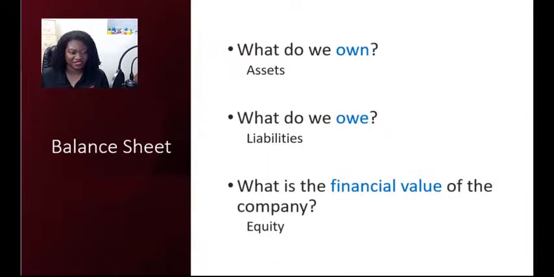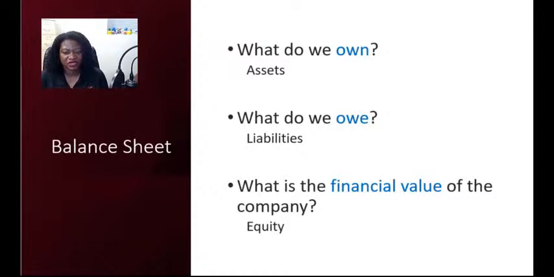Next up, we have the balance sheet. Now, the balance sheet tells a story of what your company owns, who your company owes, and the value of that company. Your assets is what you own. Your liabilities is what you owe. And your equity is the financial value of the company. The balance sheet gives you a snapshot of your company's financial health at any given moment in time.